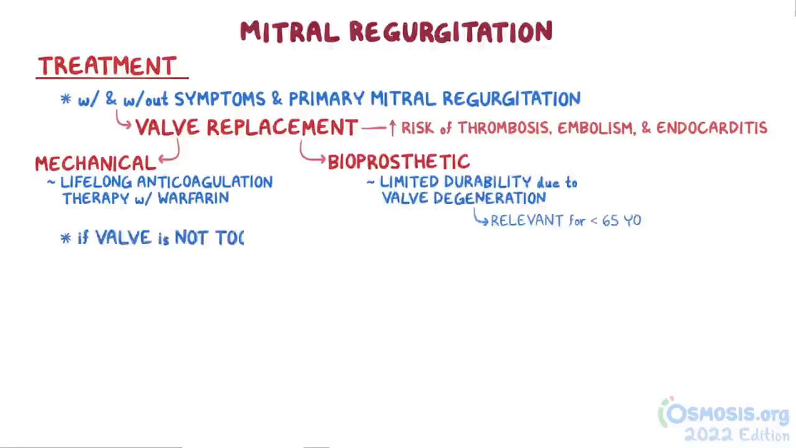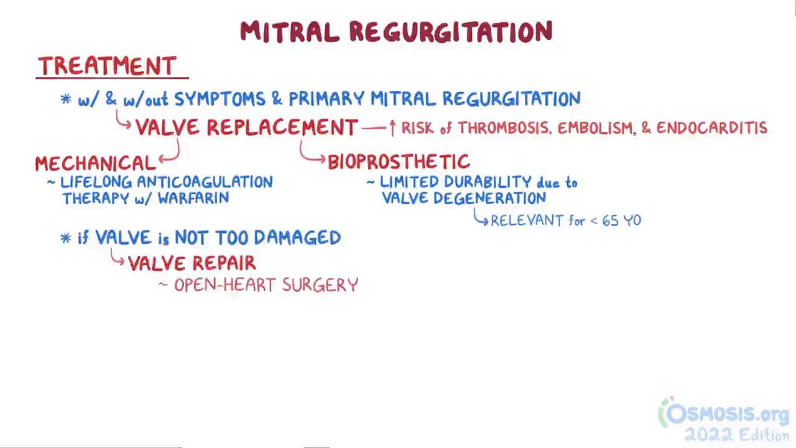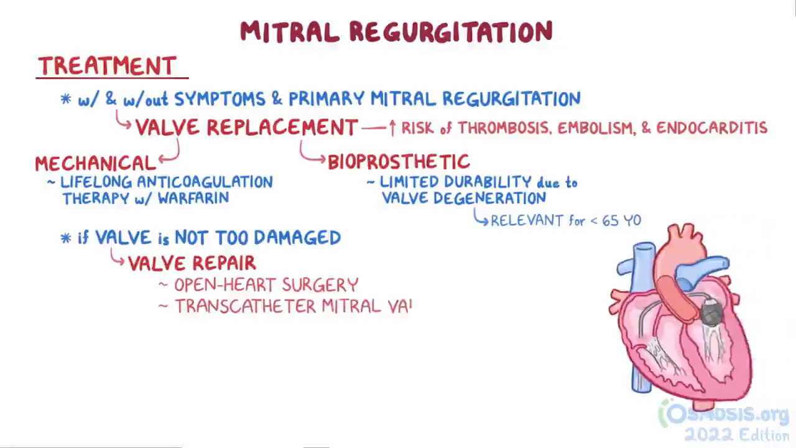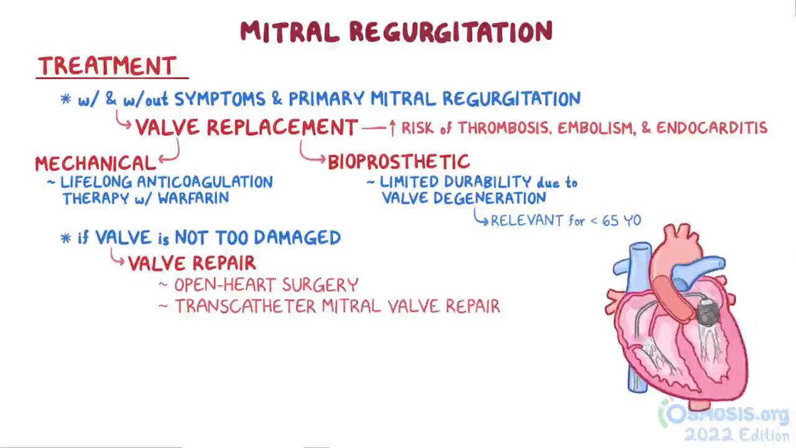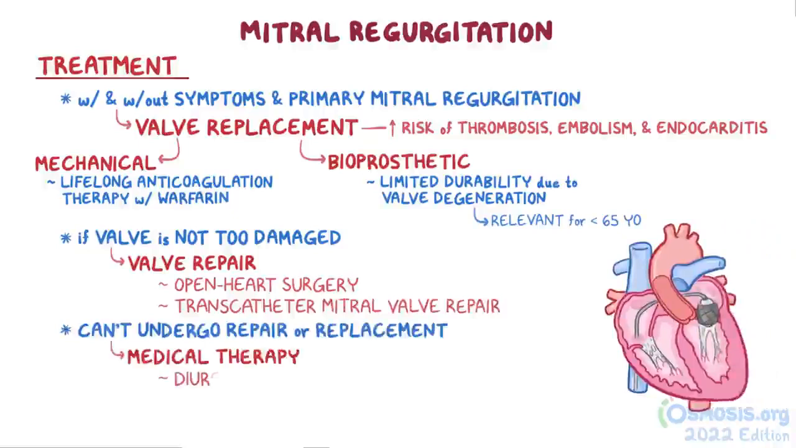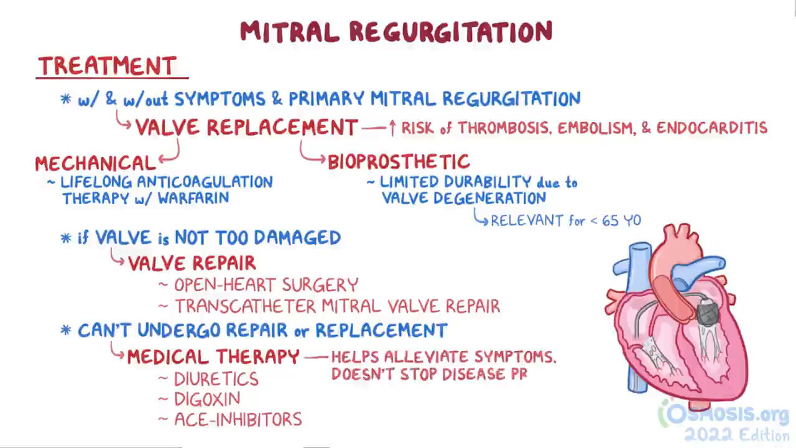Now, if the valve is not too damaged, then mitral valve repair is preferred to mitral valve replacement. And the valve repair can be done either through open heart surgery or as a transcatheter mitral valve repair. And for those who can't undergo repair or replacement, medical therapy with diuretics, digoxin, and ACE inhibitors is typically done. But medical therapy helps to alleviate the symptoms, and it doesn't stop disease progression.